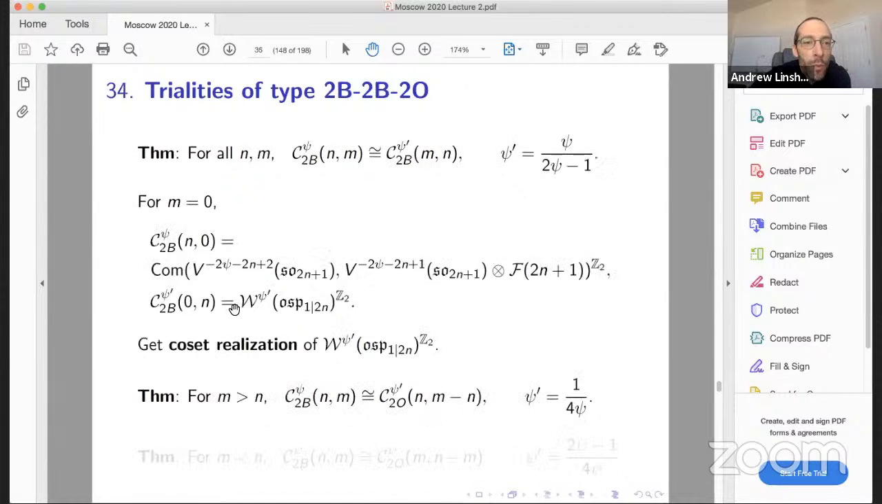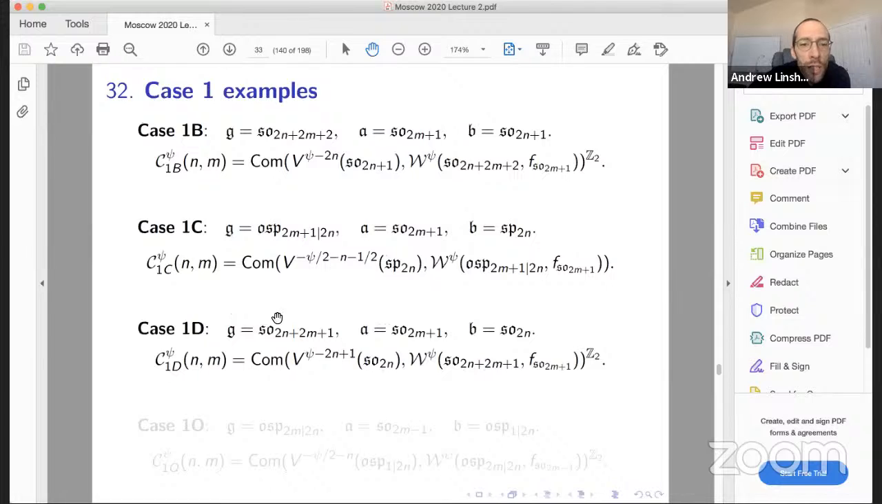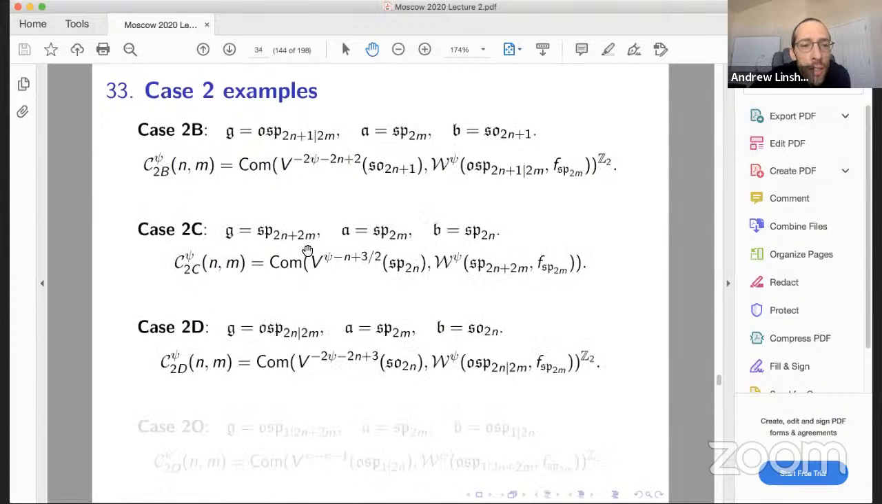So you have to go back and look at what 1c was. So if m is 0, what is this? G was OSP, this would be OSP1, 2n, and then we still have this piece, but then this goes away. So m equals 0 is this coset, and n equals 0. This is just, let me see. Make sure I'm saying this correctly.